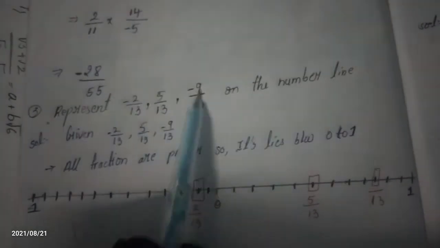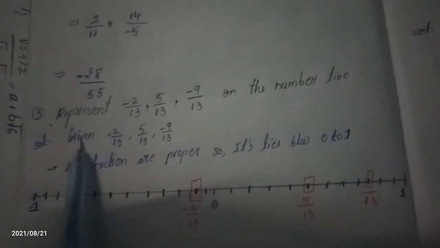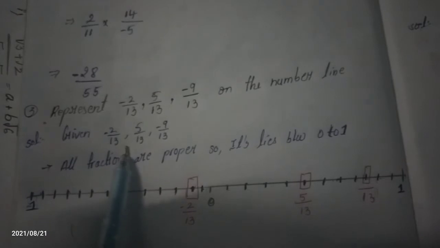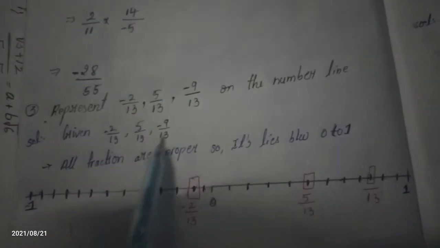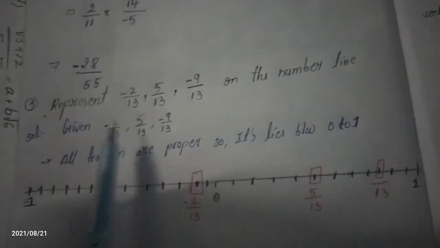What is given? Represent these numbers on the number line. First, whatever is given in the question, you just have to write in the answer: minus 2 by 13, 5 by 13, minus 9 by 13. Observe these fractions. Are they all proper or improper?